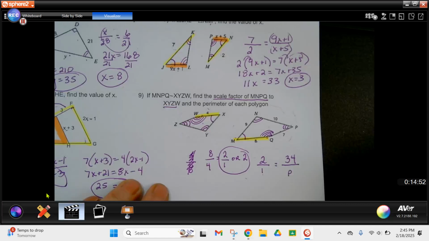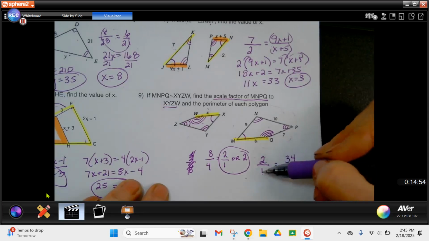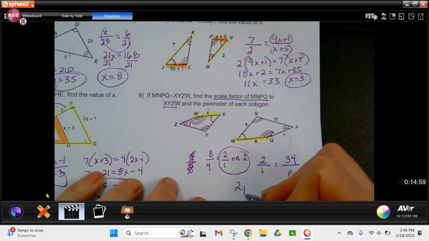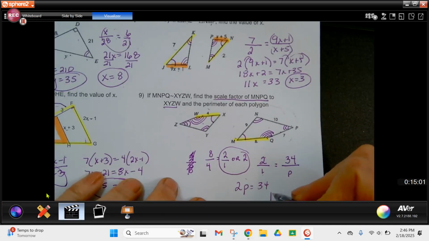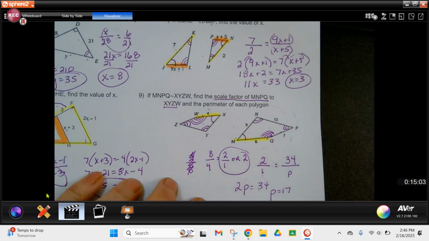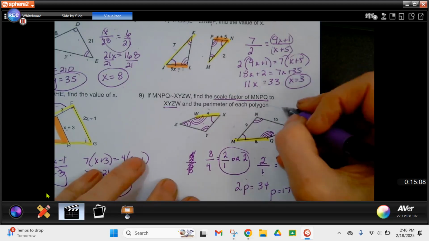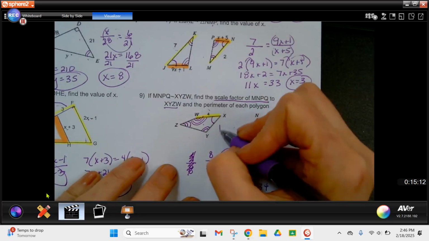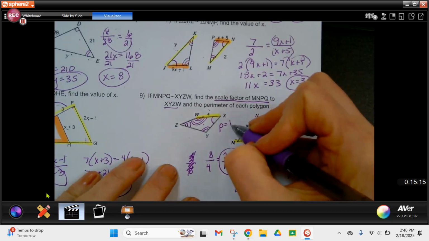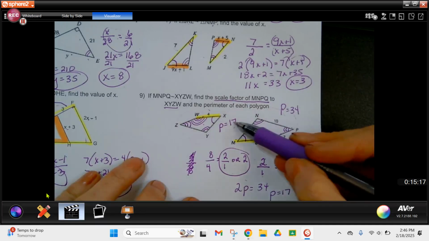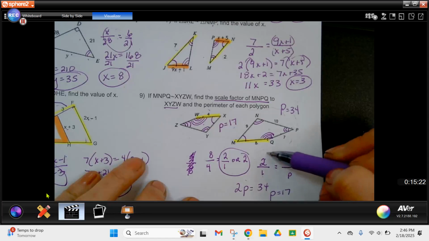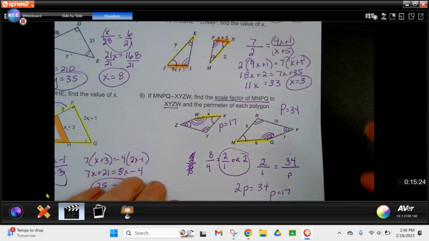So let's solve for it. Remember, from big to small. Cross multiply, 2p equals 34, p equals 17. So our small perimeter here is 17. The big perimeter is 34. Big P equals 34. You just added them all up. Small perimeter is equal to 17. And how did we find the small perimeter? We used this big one, and we used the scale factor in a proportion.